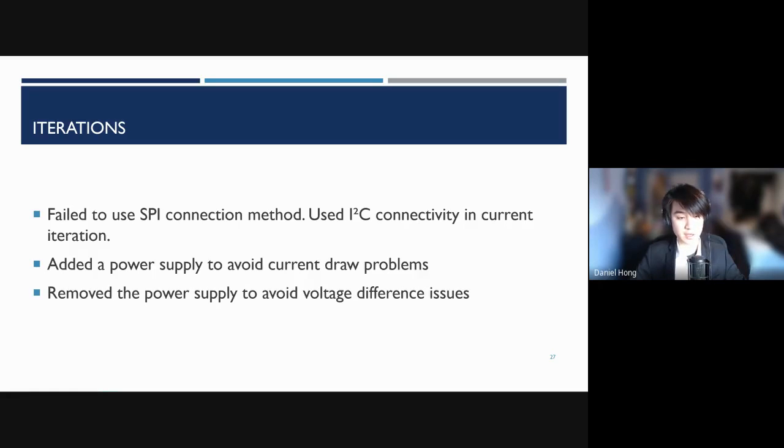Like Chris said before, there used to be a power supply, which we added in order to avoid current draw problems, but due to voltage difference issues, we had to remove it. Next slide.